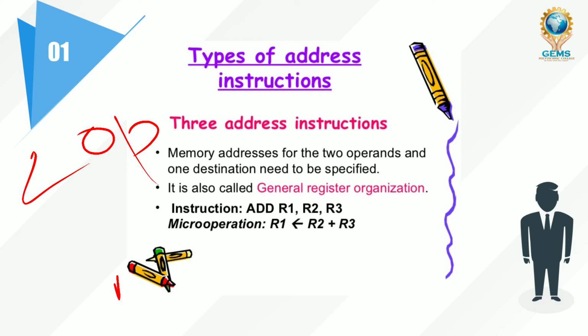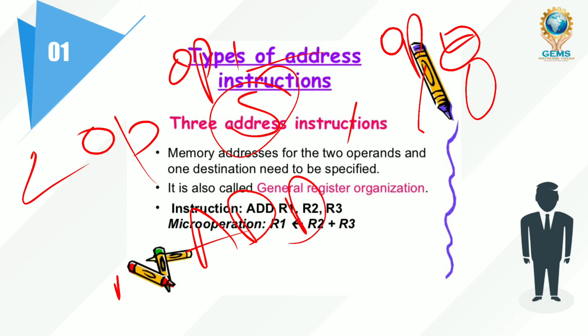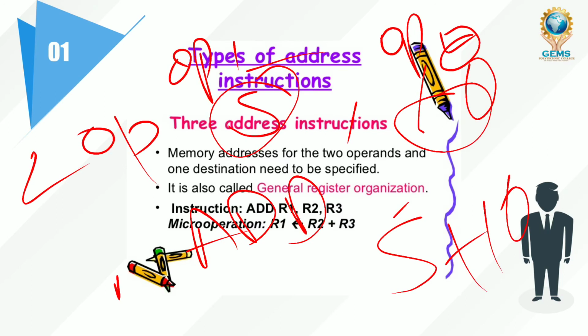For example, operand 1 contains 5 and operand 2 contains 10. What do you want to do? You want to add operand 1 and operand 2. In operand 1, 5 is there. In operand 2, 10 is there. You want to add both of them. Then 5 plus 10, 15. 15 will come and be stored in register 3.